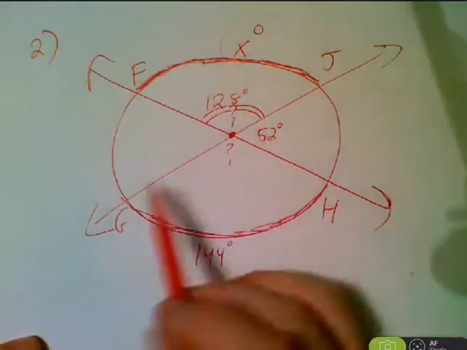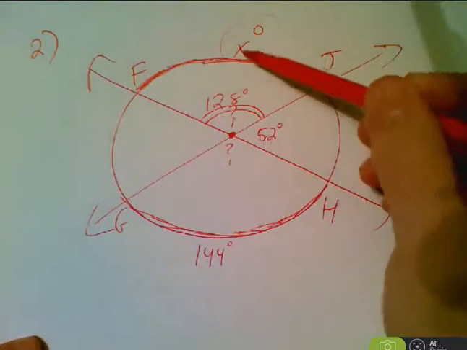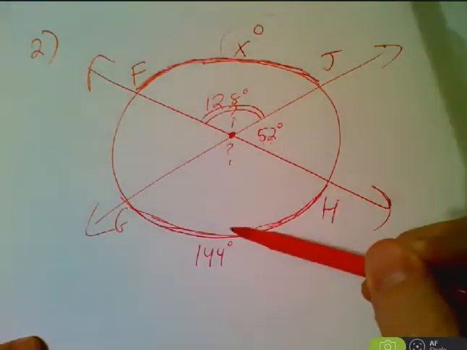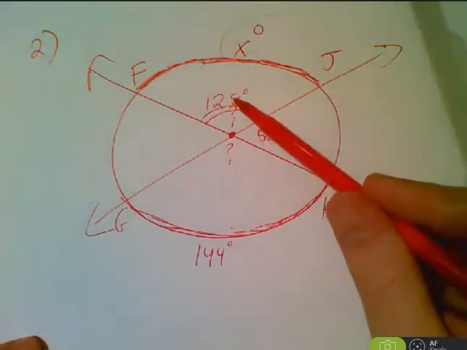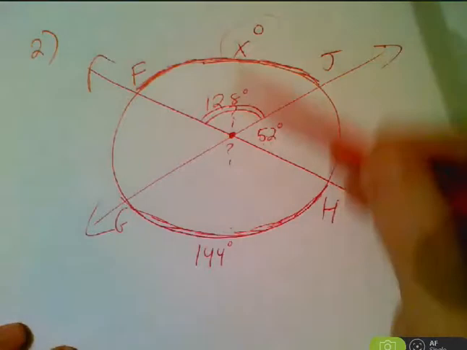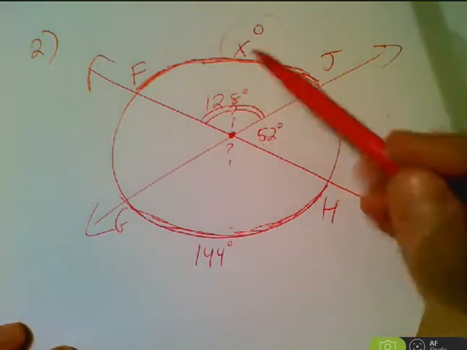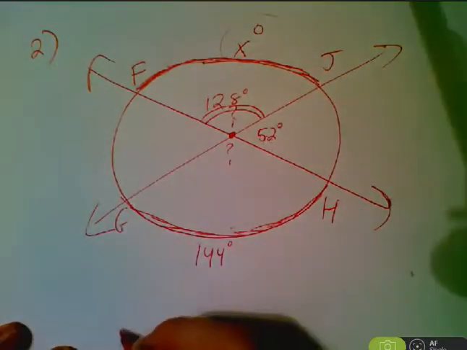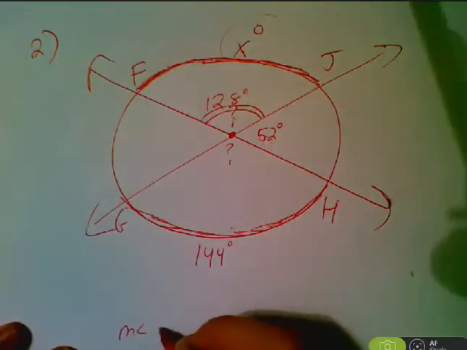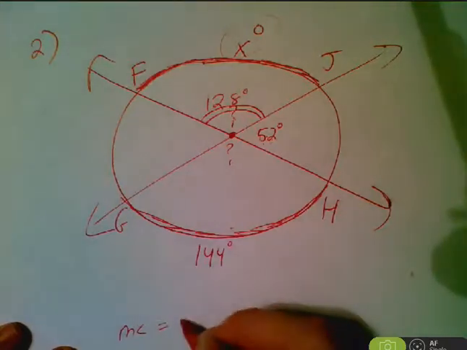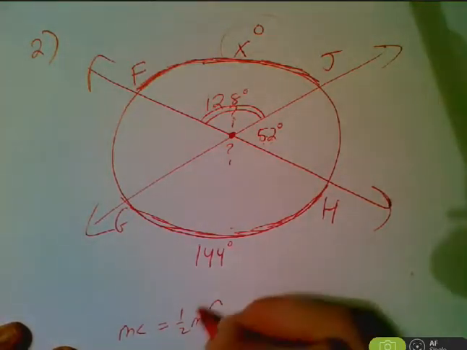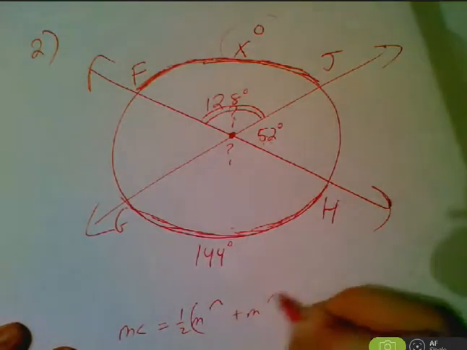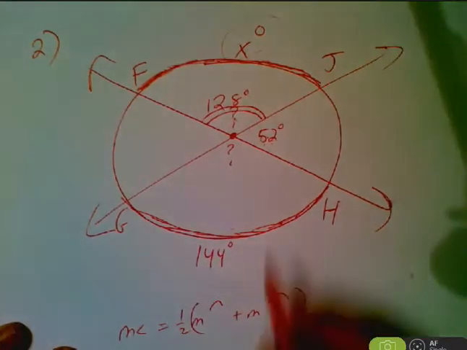So when you did the other example, you did this arc plus this arc divided by 2 gives you the angle. We can do the same thing, except we are switching up what we need and what we know. It's still this: the measure of the angle is 1/2 the measure of the arc plus the measure of the other arc. The question is, which one are we dealing with?